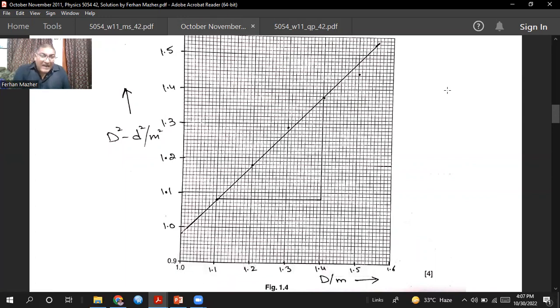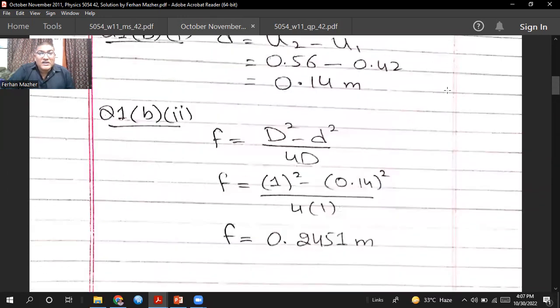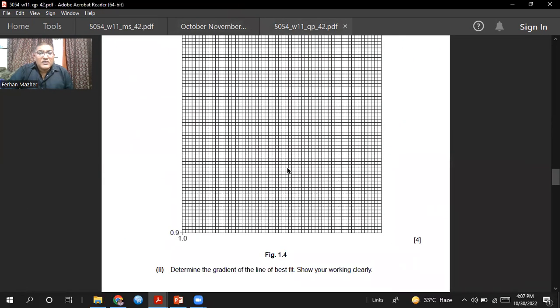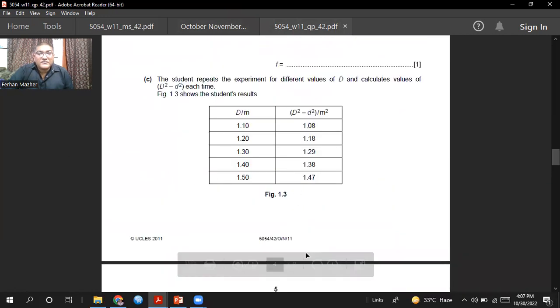The y-axis starts from 0.9, then goes up to 1.0, 1.1, 1.2, 1.3, 1.4, 1.5. Then I will plot those points. The points are given to me. The points are here, you can see.